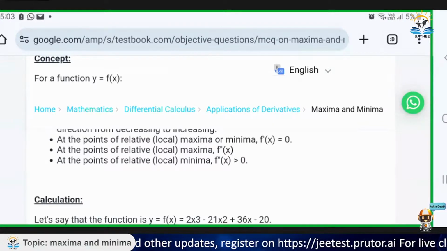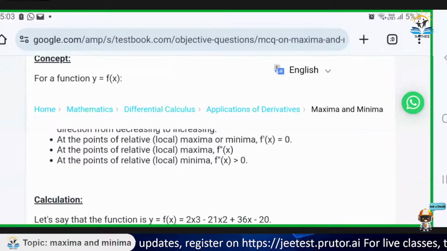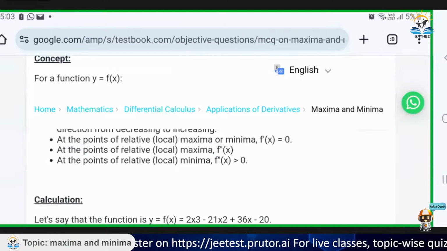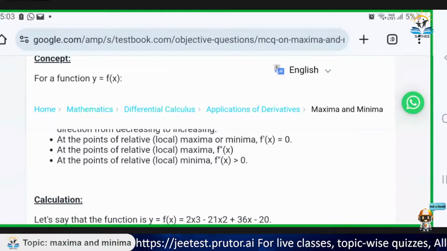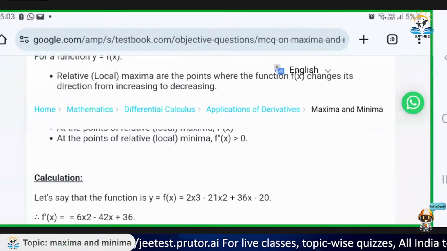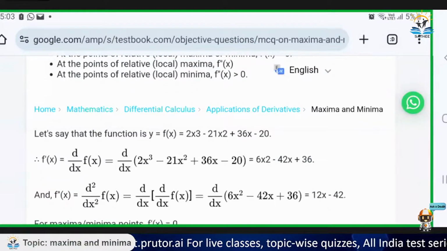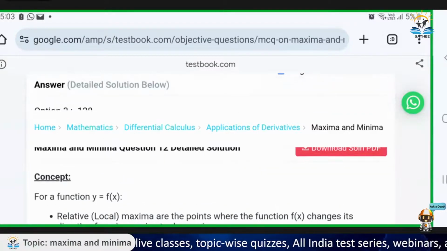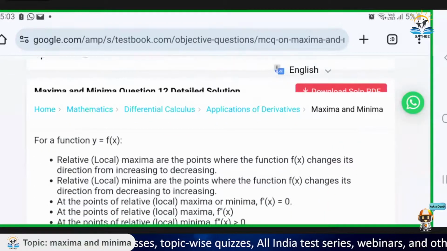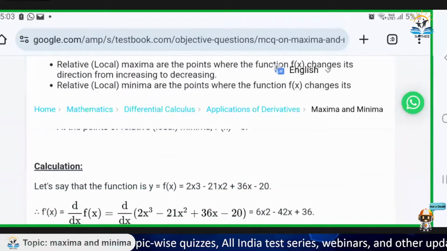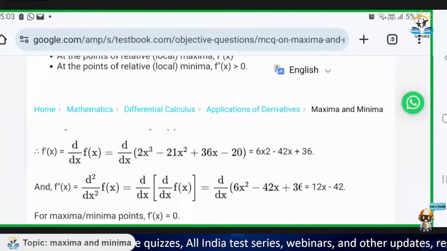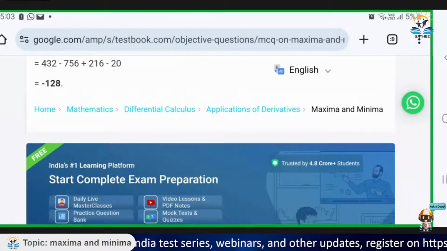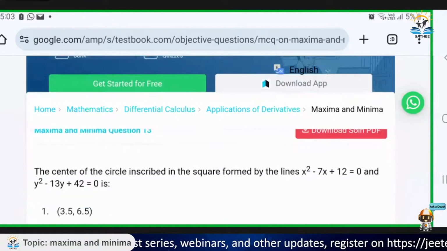Okay, so there is this question. The center of the circle inscribed in the square formed by the lines x square minus 7x plus 12 is equal to 0 and y square. Okay, so this is not a, wait a minute. Okay, let us see this question.